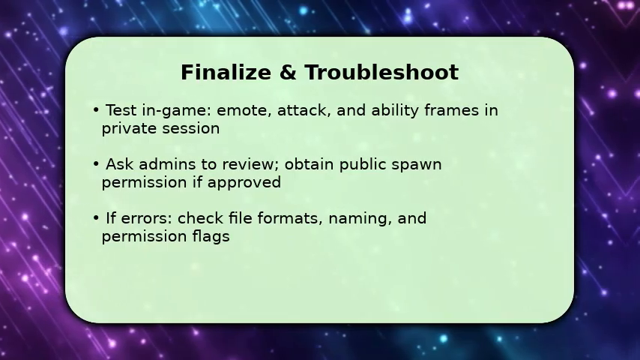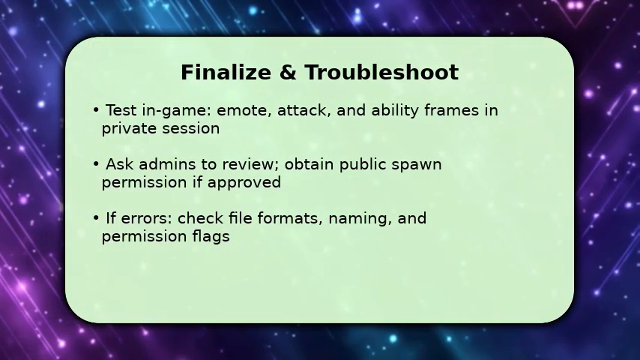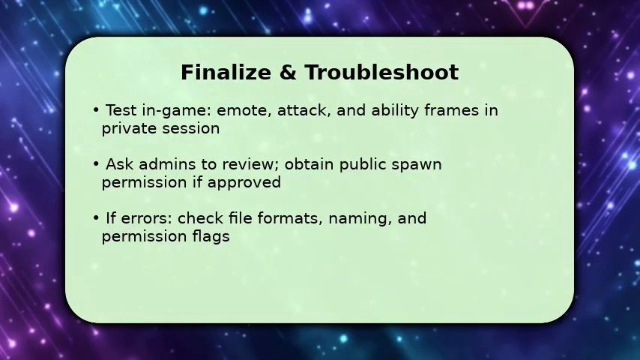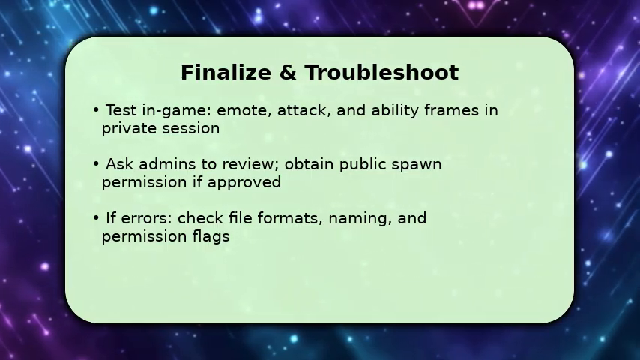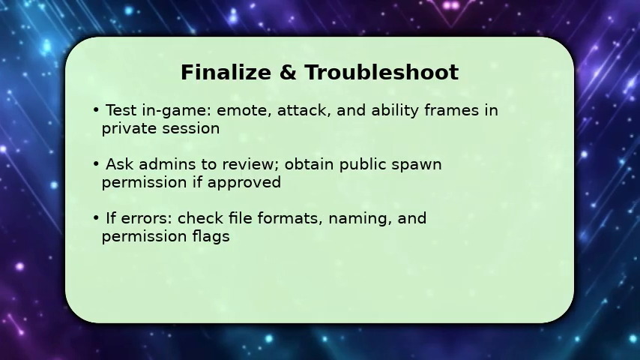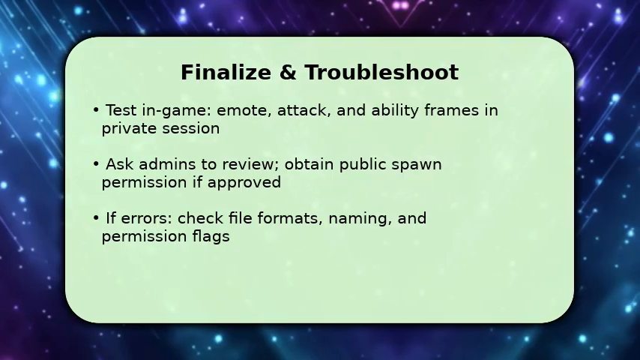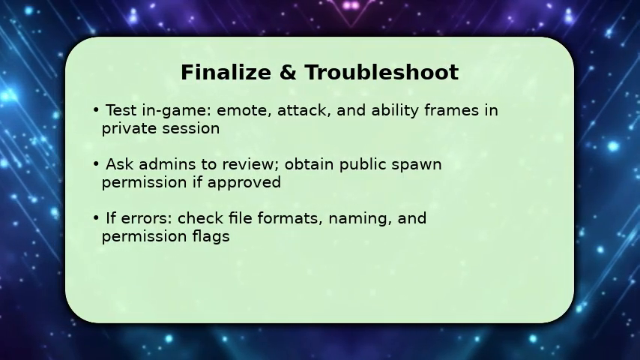Once satisfied, submit the character for admin review and request public spawn permission. This prevents accidental bans. If things go wrong, check common culprits: wrong file extensions, inconsistent frame counts in sprites, or missing execute permissions on uploaded files. If animations glitch, re-export at the engine's required FPS and reassign collision boxes, then retest until smooth.